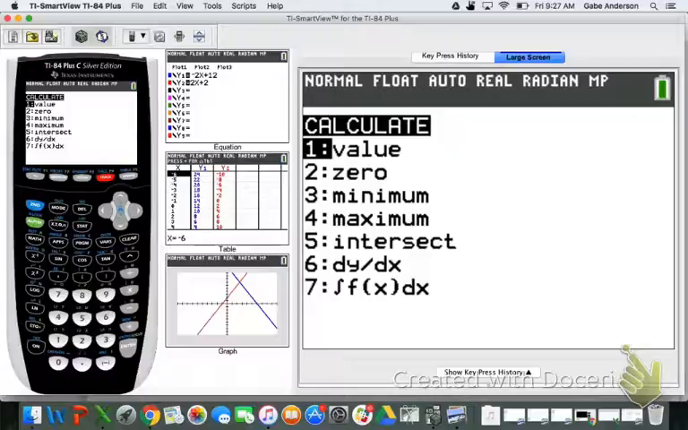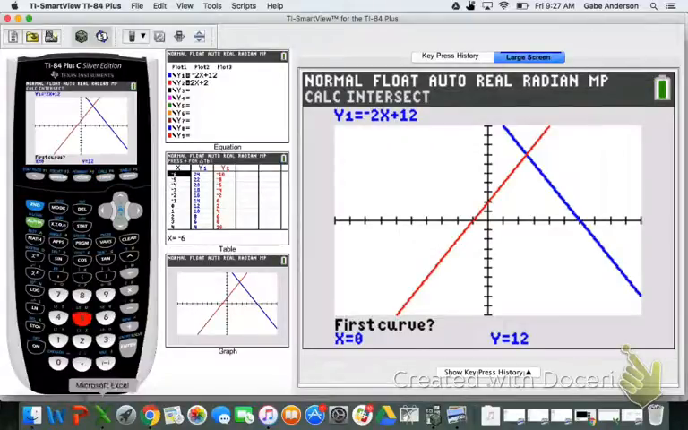So second, calc 5. And now it's going to ask you which curve is the first curve. Now let's just be honest. Everything is a curve really, even a line is called a curve. But how many graphs did we graph? 2. So does it really matter which one is the first one? No. It doesn't. So just go ahead and hit enter. And then it'll say, is the other one the second curve? Well, since we only graphed 2 of them, the answer is yeah. So basically for the first 2 prompts, you're going to go enter, enter.